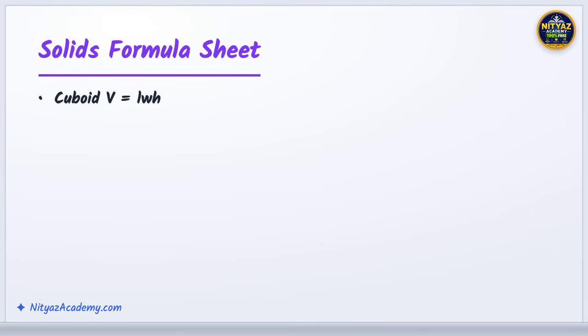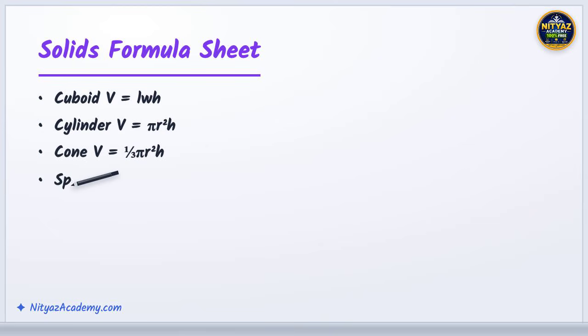Here's your formula sheet. Cuboid volume is length times width times height. Cylinder is pi r squared times height. A cone is 1/3 of that cylinder, and a sphere is 4/3 pi r cubed. For surface area, add up every face. Keep units cubed for volume and squared for area, and you'll handle any solid with confidence.